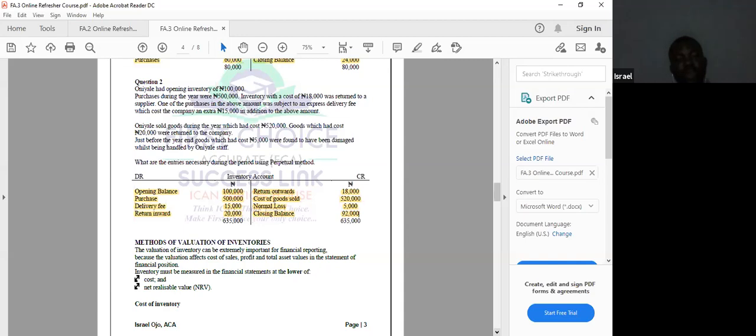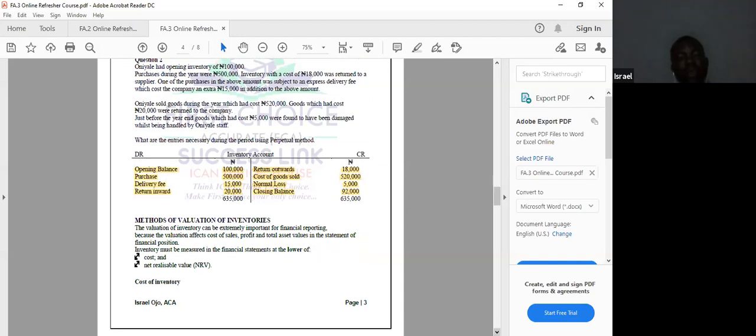So we have returned to the method of valuation in inventory. Now we said we only stated the reasons why we should value income and also inventory. And one of the reasons is to determine the income, and at the same time also to determine the financial position, because inventory is part of the items used to determine the financial position. So how do we value the inventory?